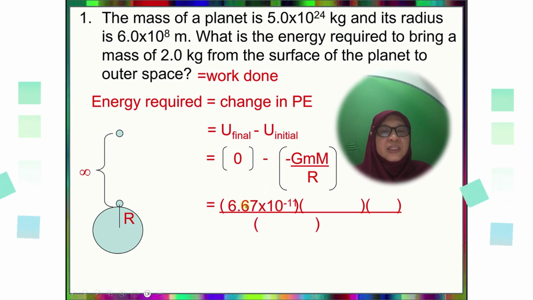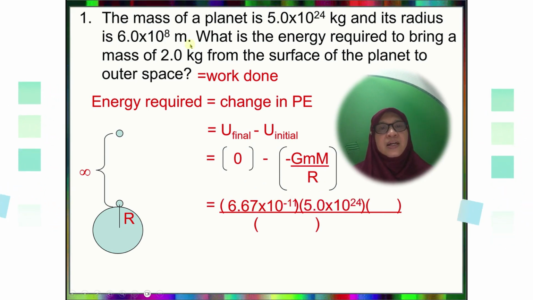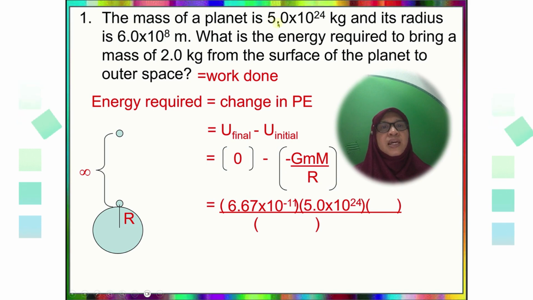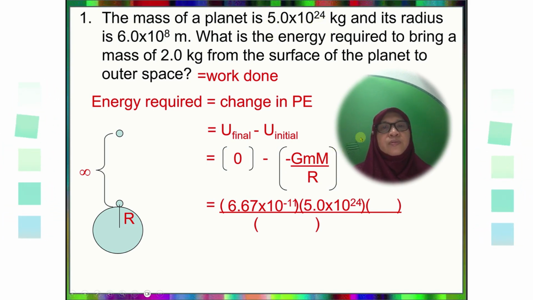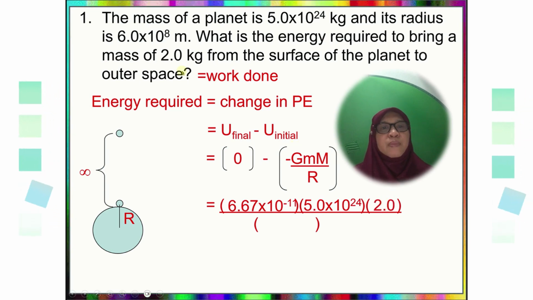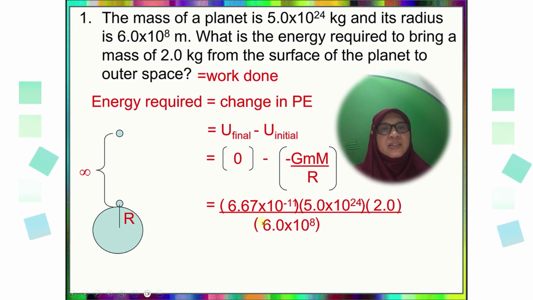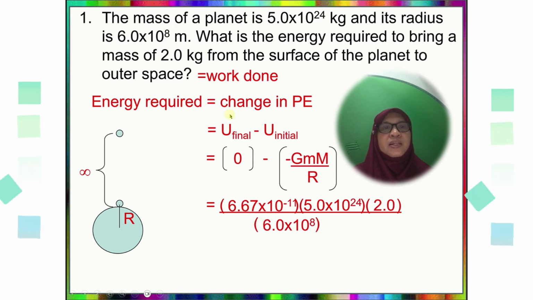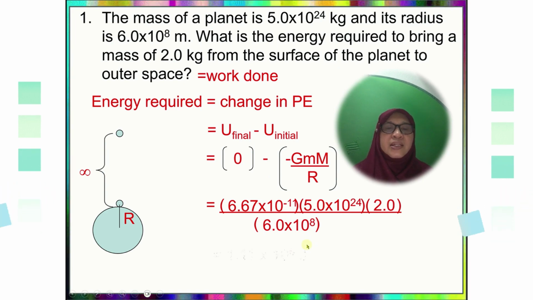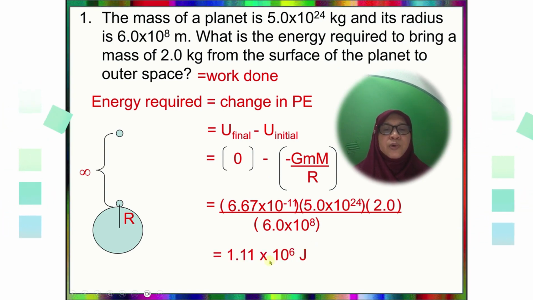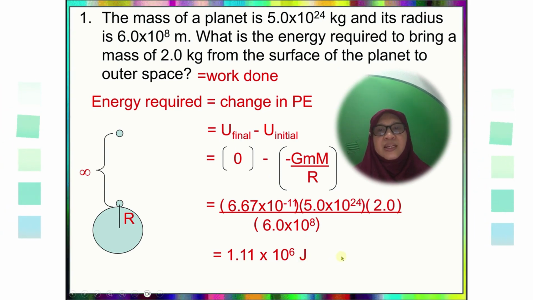The G value is 6.67 times 10 to the power of negative 11. M is the mass of the planet, 5 times 10 to the power of 24. Then the mass of the object is 2 kilogram, and the radius of the planet is 6 times 10 to the power of 8. So we get the energy required is 1.11 times 10 to the power of 6 joule. So that's question number 1.